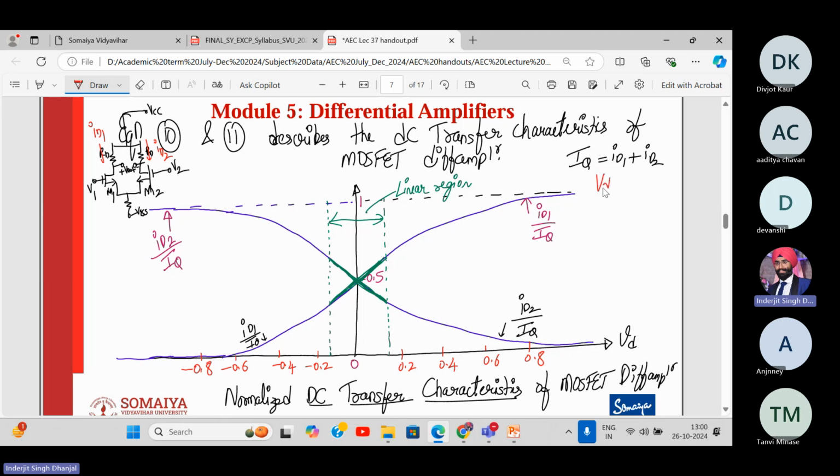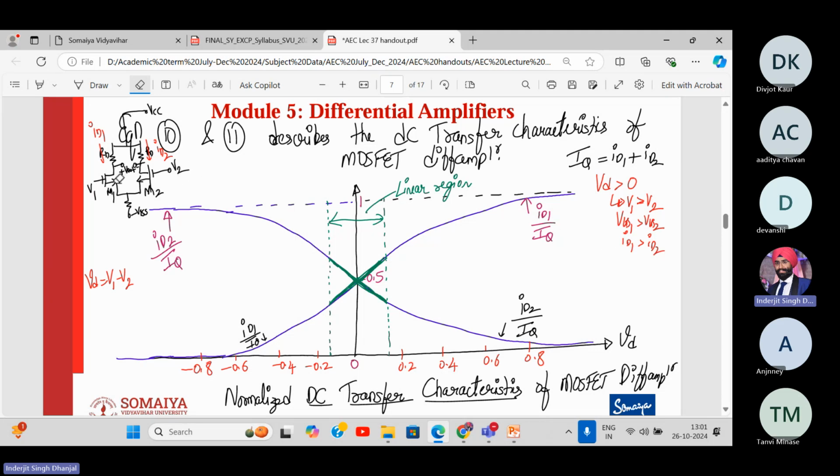What do you mean by VD positive, VD greater than 0? Can I say V1 is greater than V2? Yes or no? So can I say VGS1 is greater than VGS2? And can I say ID1 is greater than ID2? Correct? VD is given by V1 minus V2. So if the differential voltage is positive, that means V1 is greater than V2. That means VGS1 is greater than VGS2. That means drain current ID1 is greater than ID2.